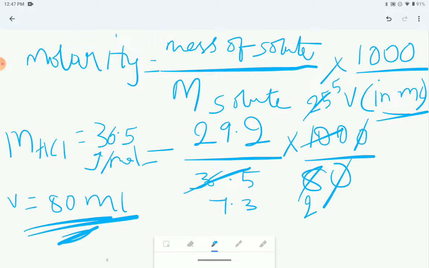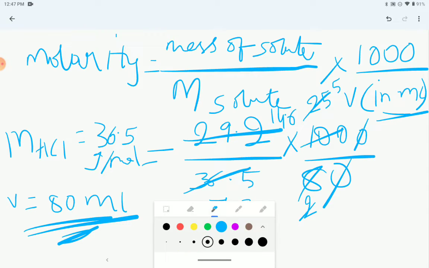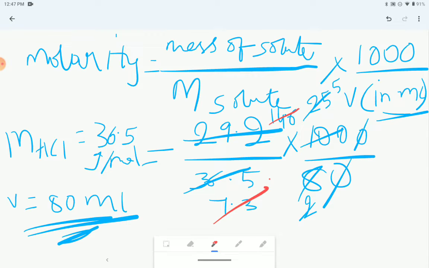Now 29.2 by 2 becomes 14.6. Now 7.3, 14.6 was 2 times. That means 2 into 5 here. Here 5 is present, here 2 is present, so 2 into 5. In total we are getting molarity as 10 molar. This is the molarity of the given solution.